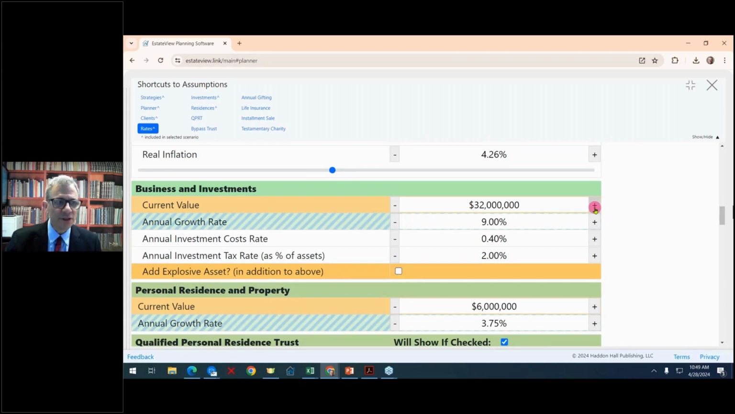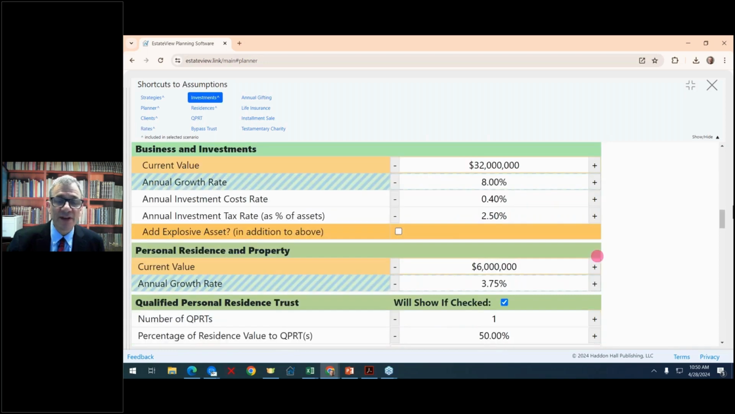Maybe he has $32 million of invested assets. Maybe they're growing at 8% a year on average. Maybe they cost 0.4% a year, and his income tax on dividends, interest, and capital gains might be 2.5% a year of the value of that portfolio on average.